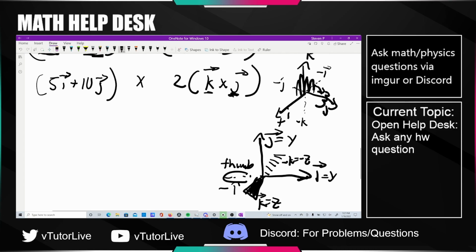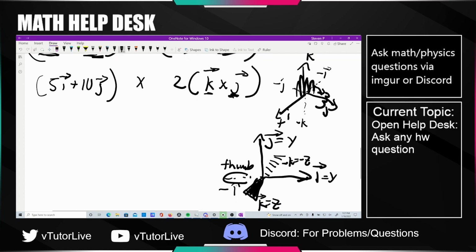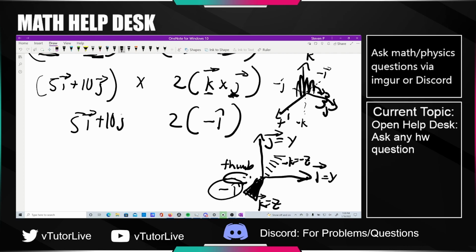But this is something you want to play around with. Let's continue with the example. We concluded that k cross j is equal to negative I. So let's replace that. Now we have 5i plus 10j crossed with 2 negative I. Okay, I'm tracking up to this point.